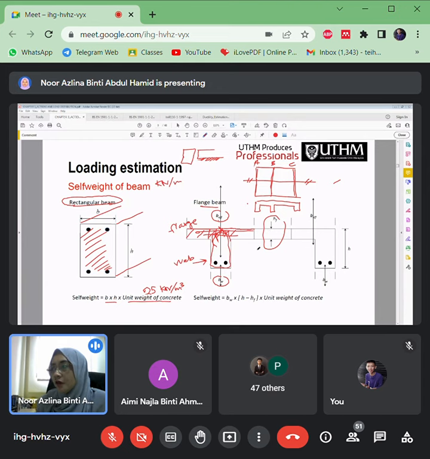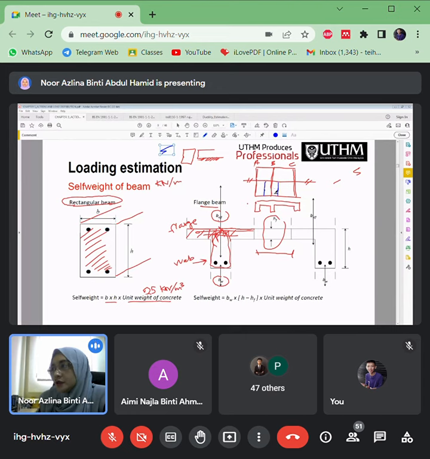Some of the slab is not considered as flange in the beam here. Let's say for these T sections, just a portion of the slab here.